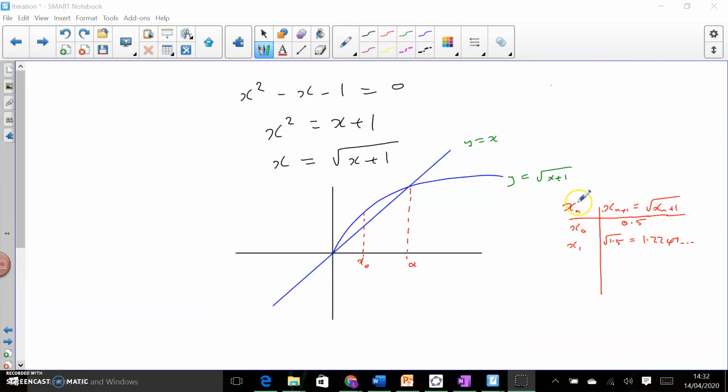Okay, I've just tidied this up a little over here. So I've written xn, and xn plus 1 is the square root of xn plus 1. Because what we're doing is iteration. So we're starting off with x0 as a half, and so your x1, your next value, is the square root of a half plus 1, or the square root of 1.5, which is about 1.2247.